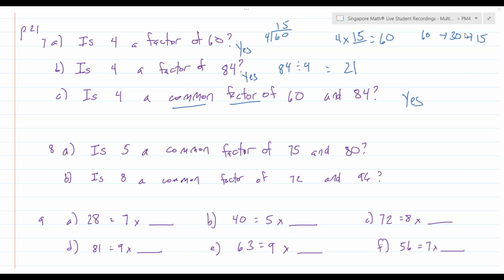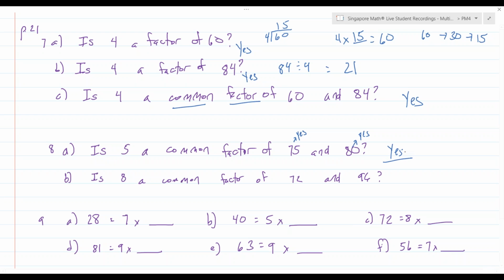So then look how it continues to stretch you and make you think. Is 5 a common factor of 75 and 80? Well, is 5 a factor of 75? Yes. Remember we talked about numbers that end in 5 or 0? If you count by fives, 5, 10, 15, 20, every number that ends in a 5 or a 0 has 5 as a factor. So 5 is a common factor because 5 is a factor of each of those numbers.